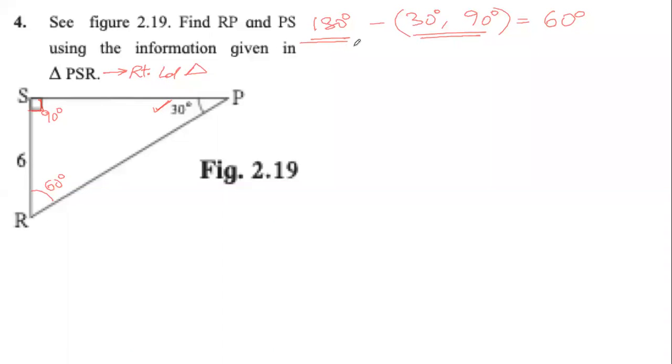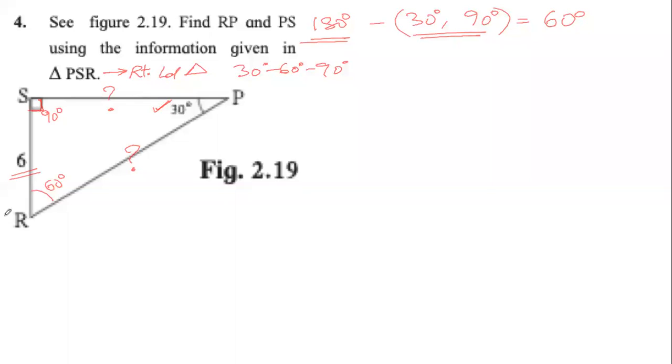Then using the rule about the special triangles. This is not any triangle PSR. This is a special right angle triangle PSR, which is a 30, 60, 90 degrees triangle. Now we have to find RP and PS. Where is RP? This is RP, the hypotenuse. Where is PS? PS is a side. What else do we know? We know that the side SR equals 6.